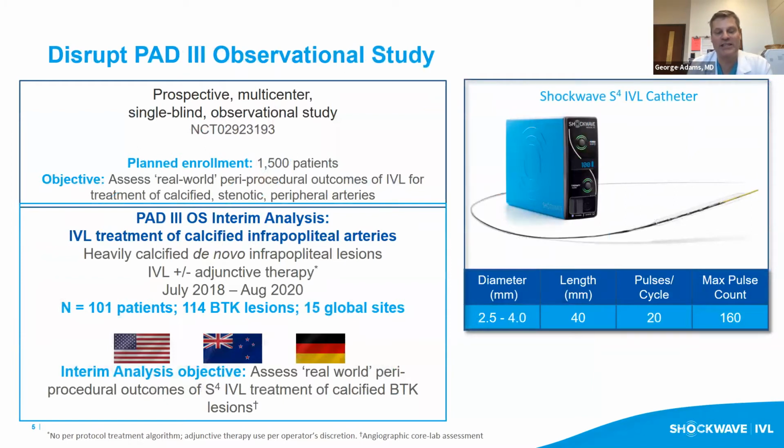So I'd like to introduce first the DISRUPT PAD 3 observational study. Remember, planned enrollment is 1,500 patients, and the objective was to assess real-world periprocedural outcomes of IVL for treatment of calcific stenotic peripheral arteries. The PAD 3 observational interim analysis was IVL treatment of calcific infrapopliteal arteries. So far, 101 patients, 114 below the knee lesions at 15 global sites, with the majority of them being in the United States. The tool used to treat these calcific vessels was the S4 IVL device. And as you can see here to the right, it treats vessel diameters between 2.5 and 4 millimeters, has a 40 millimeter length balloon for treatment, 20 pulses per cycle with a max pulse count of 160.